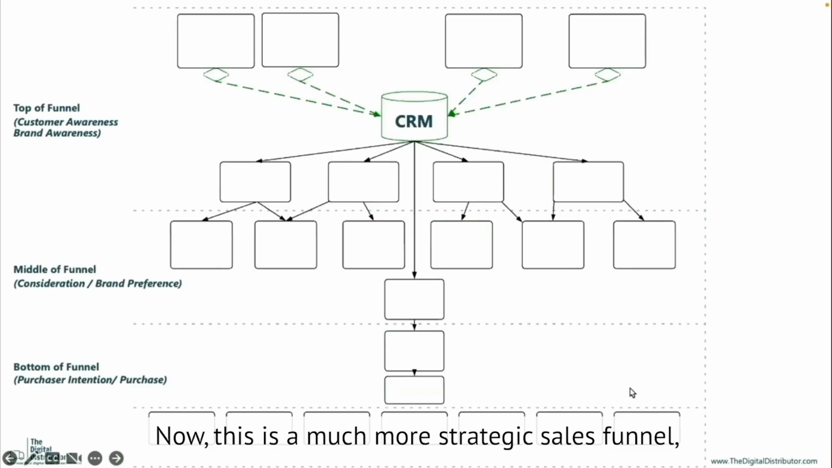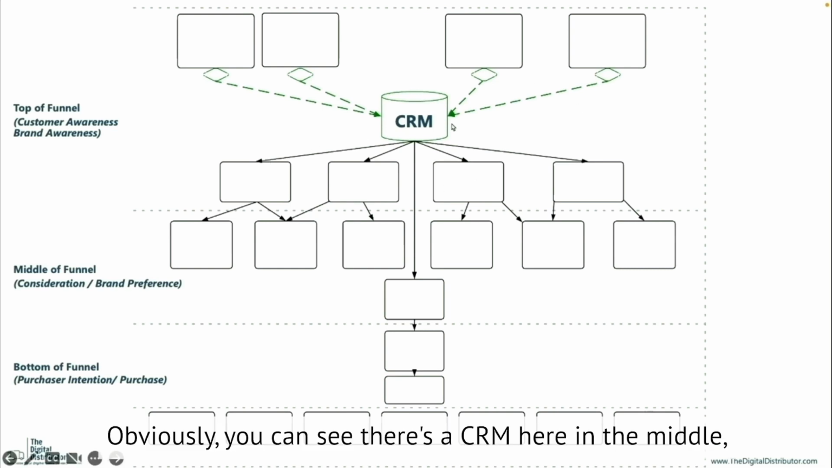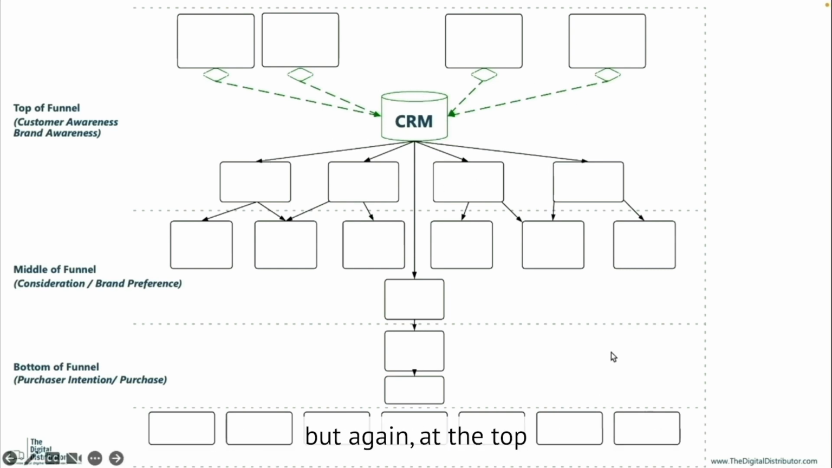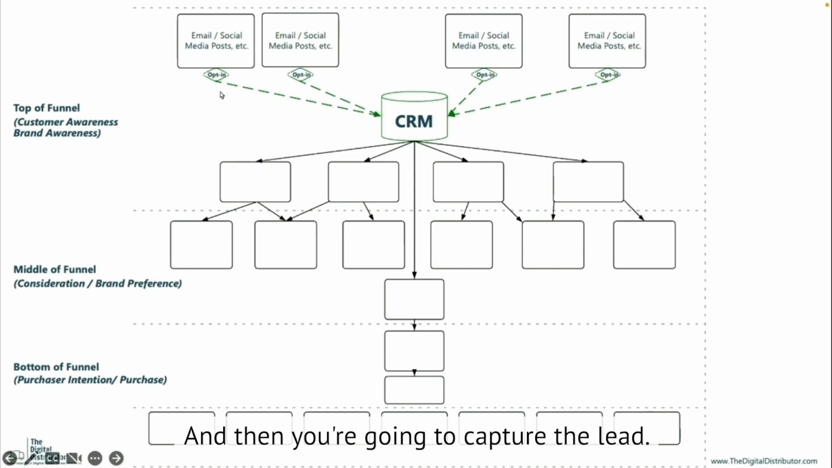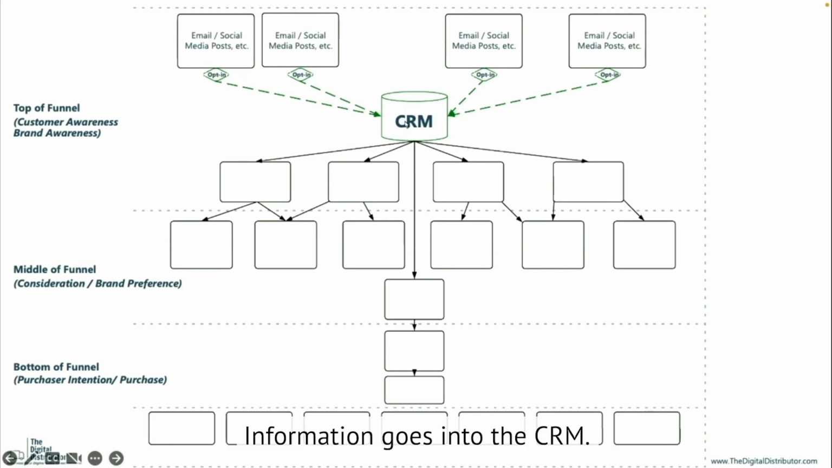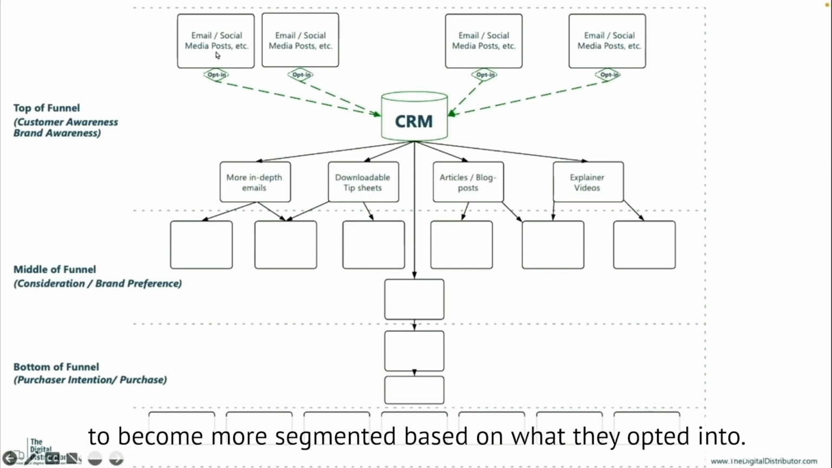Now, this is a much more strategic sales funnel, even though it's laid out almost exactly like the previous page. Obviously, you can see there's a CRM here in the middle. But again, at the top, you're going to see the emails, social media posts, and all of that. And then you're going to capture the lead. Information goes into the CRM. Then based on that, your lists are going to become more segmented based on what they opted into.